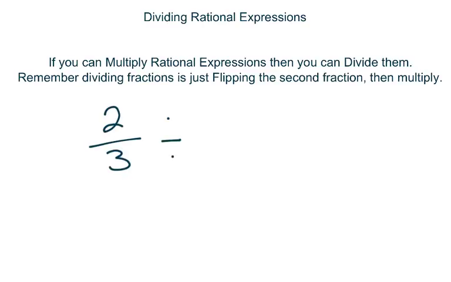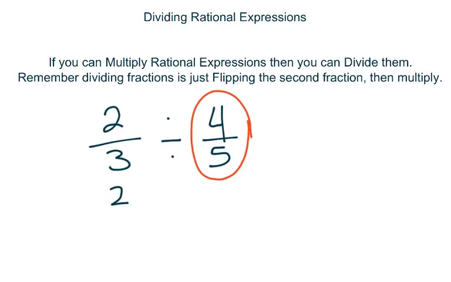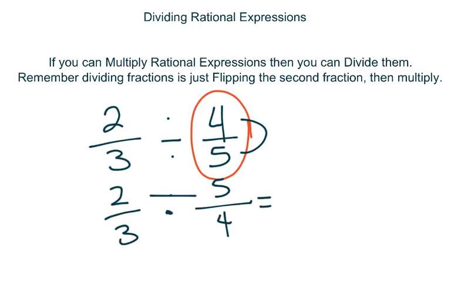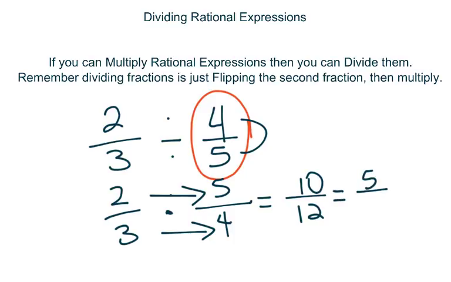2/3 divided by 4/5. What we are going to do is always take the second fraction and flip it. So this becomes 2/3 times 5/4. At this point, we do exactly what we were doing yesterday. We multiply straight across. 10 over 12, and at this point, we simplify. 2 will go into 10 5 times, 2 will go into 12 6 times.